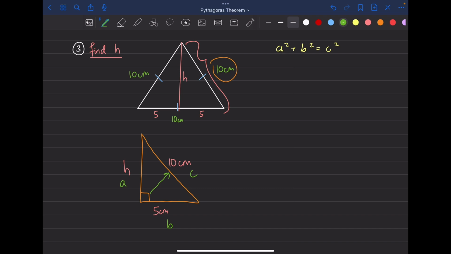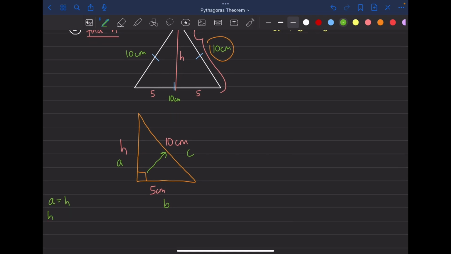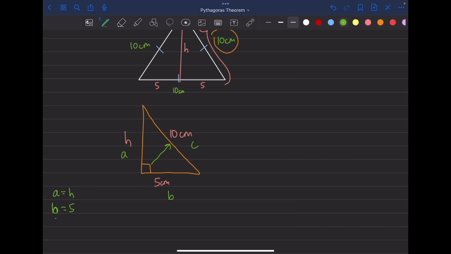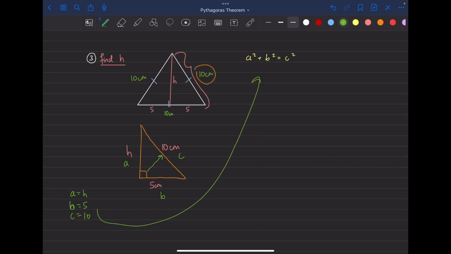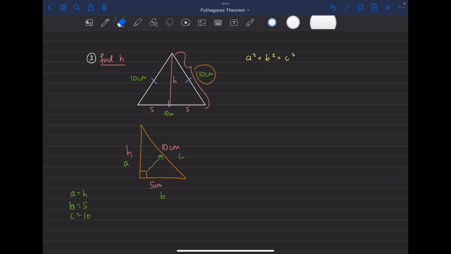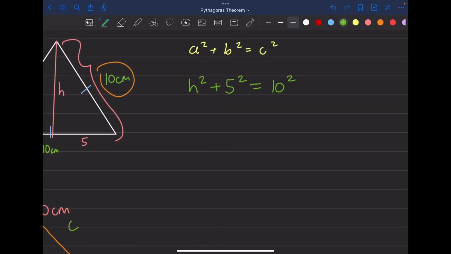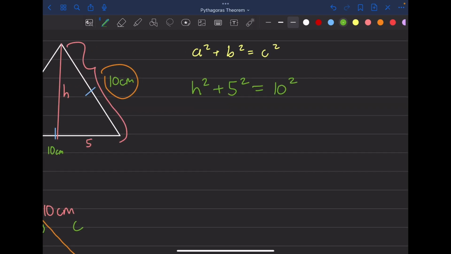Okay, so in this case, A is equal to our height, H. B is equal to 5 centimeters. I'm just going to write 5, not centimeters. We can add the unit at the end. And then C is equal to 10. Let's plug that into our formula. So A is equal to H, so I'm going to write down H squared plus, in this case, B is 5, so plus 5 squared is equal to, in this case, C is 10, so 10 squared. Okay.